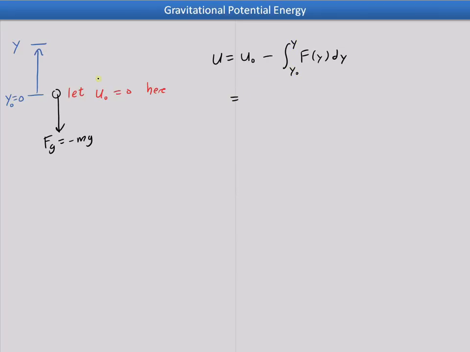So in this particular setup, we chose to make our initial potential energy 0, and y initial was equal to 0, y final is equal to y. The force of gravity is equal to negative mg, and then we'll have a dy. So this integral is pretty straightforward because m and g are constants, and so we get the potential energy due to gravity is equal to minus minus, so plus mgy.